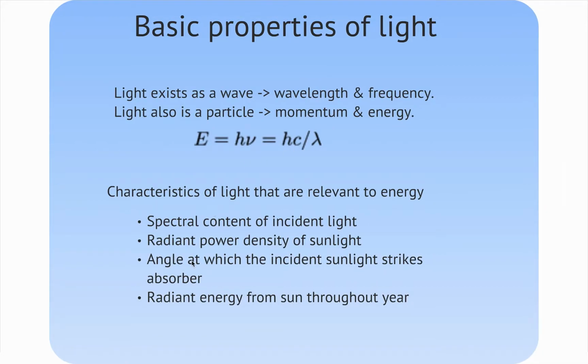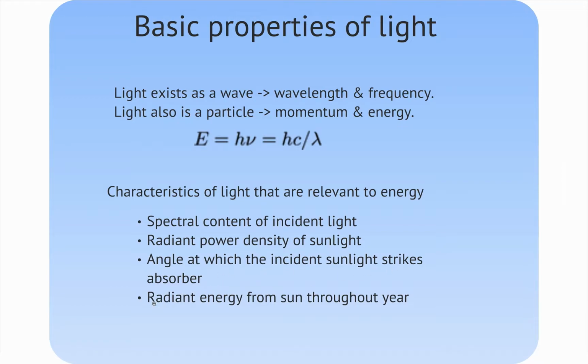Of course, we also need to understand the radiant, so that refers to the spectral content. In other words, how much relative power exists between the different colors of light. Or it could be the radiant power density, which refers to how much power per unit area or per unit solid angle exists in the sunlight. And this also turns out to be important when we design solar concentrators, for instance. We'll see this again. The angle at which the sunlight strikes an absorber like a photovoltaic cell is also important. We'll see this again later on.